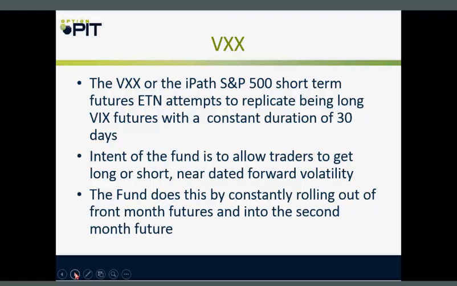The VXX, or the iPath S&P 500 short-term futures ETN, attempts to replicate being long a VIX future with a constant duration of 30 days. You know, it makes sense. VIX is a constant duration of 30 days. Why not a future with a constant duration of 30 days? The intent of the fund is to allow traders to get long or short near-dated forward volatility. The fund does this by constantly rolling out of front month futures and into the second month future.